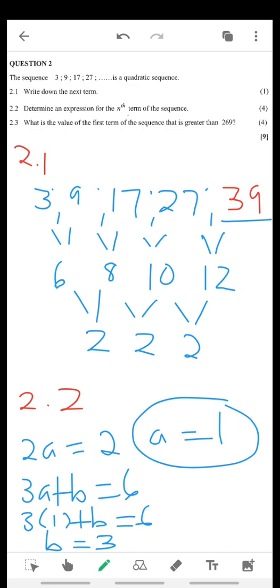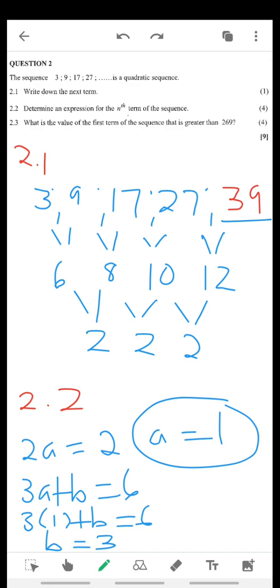We are finding an expression for the nth term. We are finding the formula. How do we find it? We know that the second difference will be calculated using 2a. The first difference will be calculated using 3a plus b. Then the given sequence will be correlated with a plus b plus c.